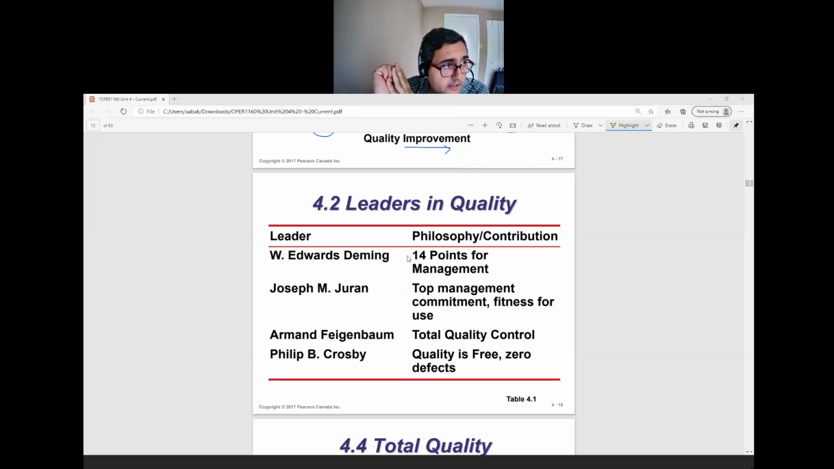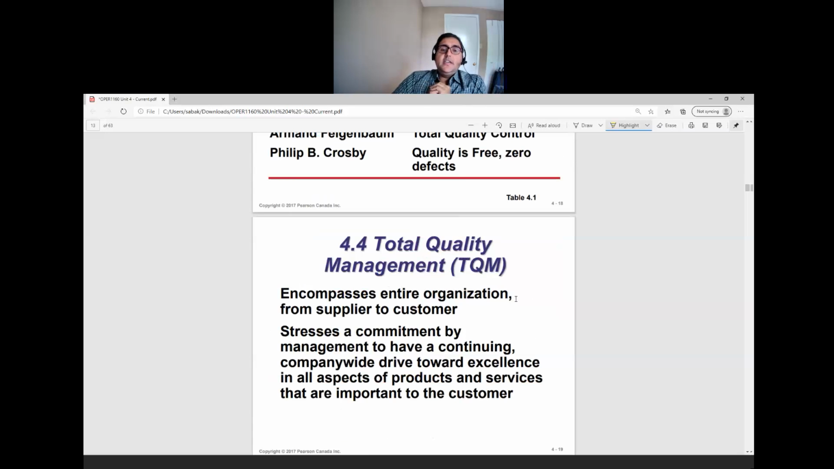The next thing is the different leaders who have come up with these quality philosophies. These are some of the names which, if you read quality management textbooks, you commonly see: Deming and Juran. Some of the things which we study in this course were actually developed by these leaders in quality. Now we are entering a different domain, which is called total quality management.